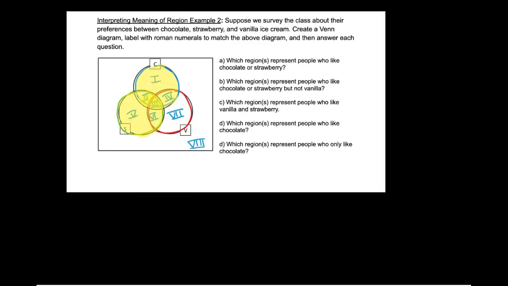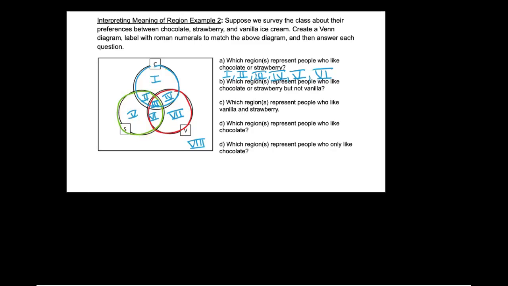So now that I've shaded, I'm just going to write down all of these Roman numerals. So that would be region 1, region 2, 3, we have region 4, we have region 5, and then region 6. So basically, the only thing that we're leaving out is the people that only like vanilla and then the people that don't like any of them.